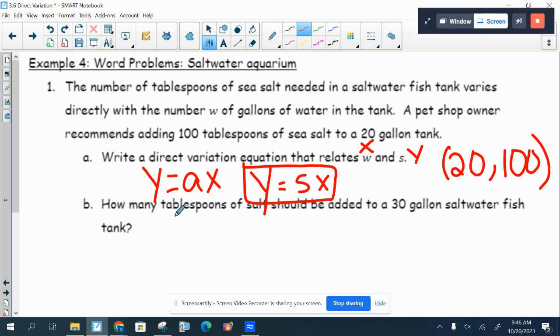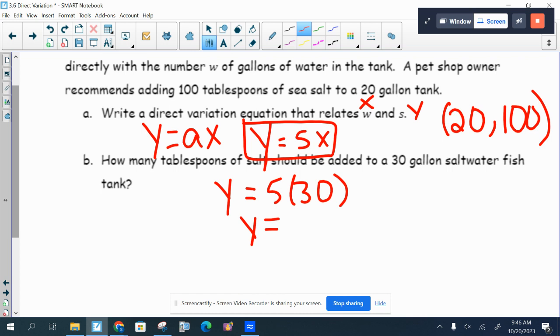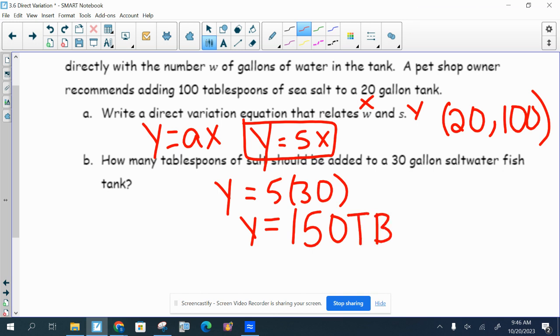And then it says how many tablespoons of salt should be added to a 30-gallon saltwater fish tank. So then you would plug in 30 for x because x is the number of gallons. So y equals 5 times 30. 5 times 30. 150. And label your answer. This would be tablespoons. TB for tablespoons.